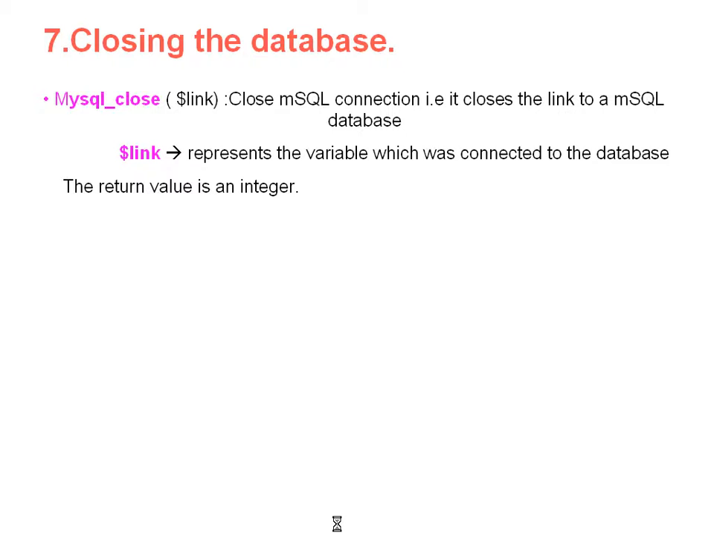Now coming to the last one, the final function is closing the database. mysql_close, which takes $link as a parameter. It closes the MySQL connection.